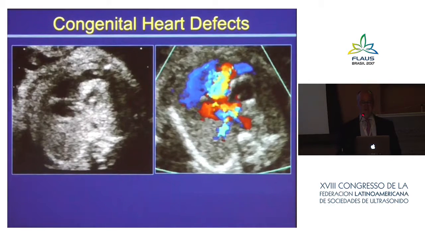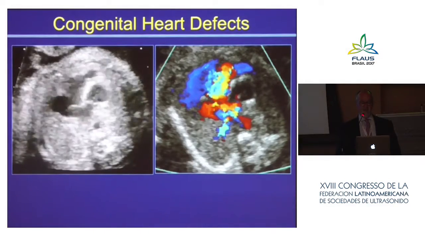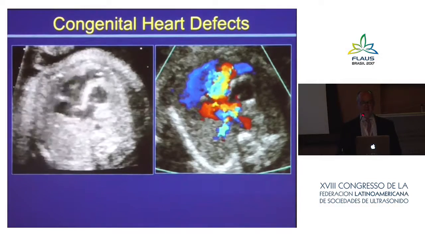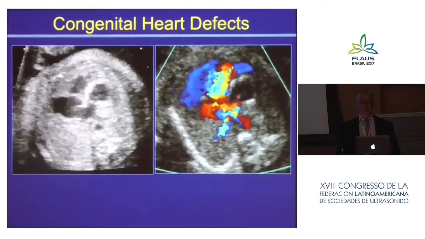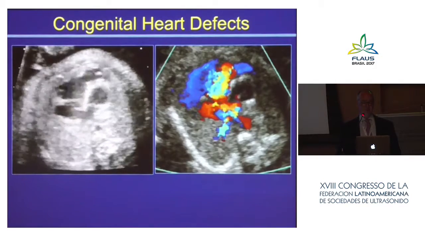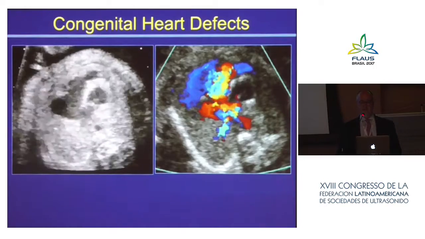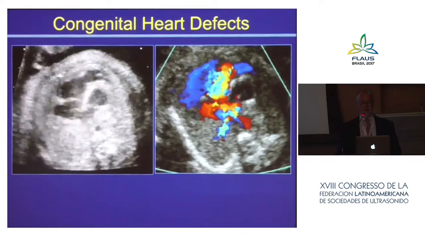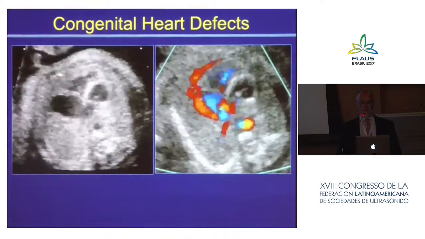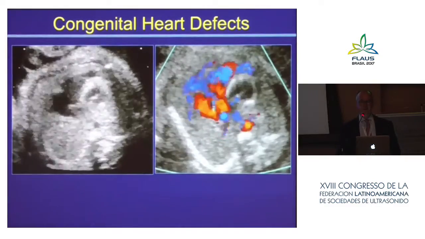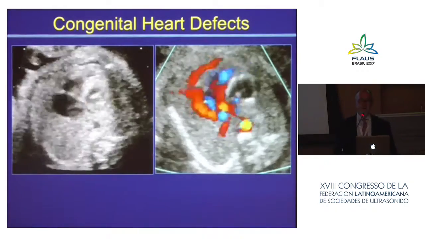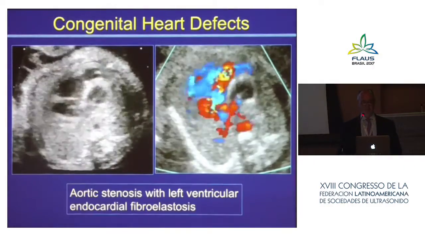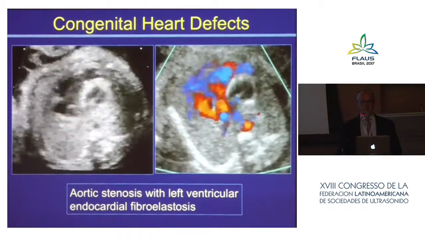So this is the same case, and we're going to look at the heart in motion. And as you can see, when the heart is beating, there is a very pronounced difference in both the left and the right ventricles. The left ventricle is very poorly contractile, and you see a much larger right ventricle. If you use color Doppler, that can help you. I don't think that changes what we see with the grayscale, although you see very little flow going into the left ventricle.